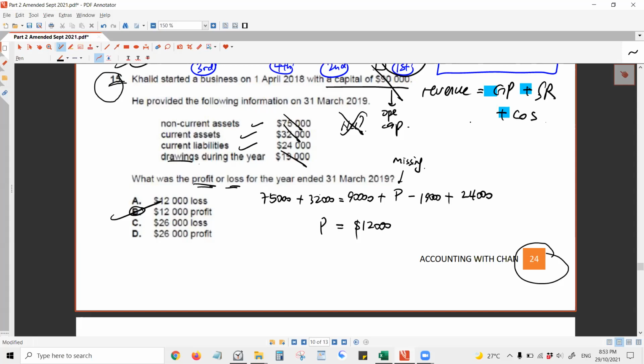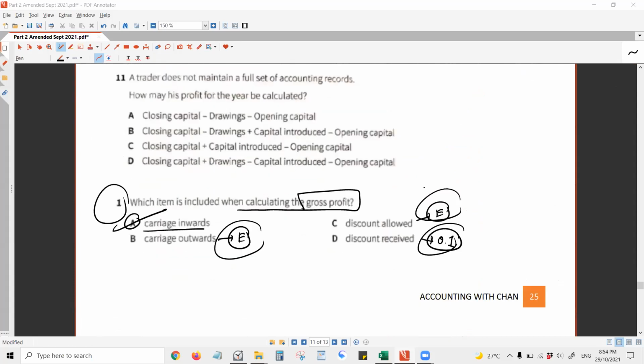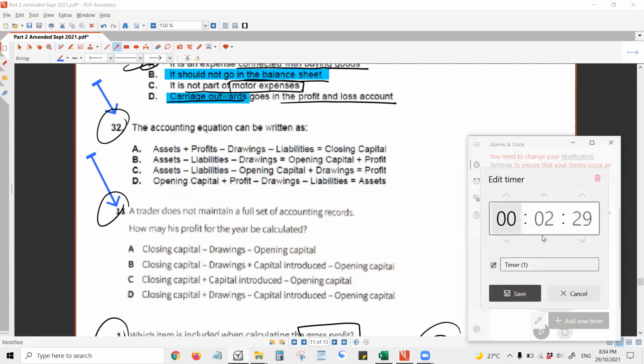Okay, good. Now let's do a few more which are the same as this. You go to page 25. You try both of these together, and then you tell me your answer to both of these questions in the chat box. 32 and 11. I wait for you. Set the timer also. Okay, 4 minutes, 16 seconds.